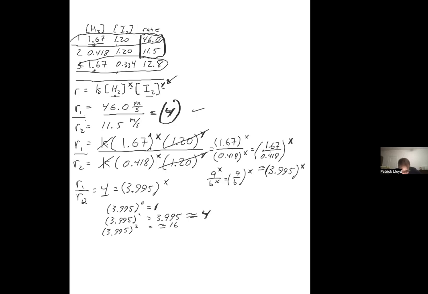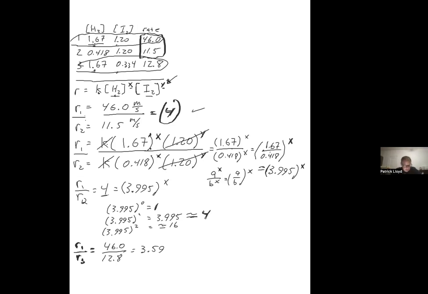So I'm going to take R1 over R3, just like I did before. Now, people often ask, could you do R3 over R1? Absolutely you could. The math will work out a little bit differently, but you'll get the same answer. So R1 over R3 would be 46.0 over 12.8. Okay, now 46.0 over 12.8 is 3.59.